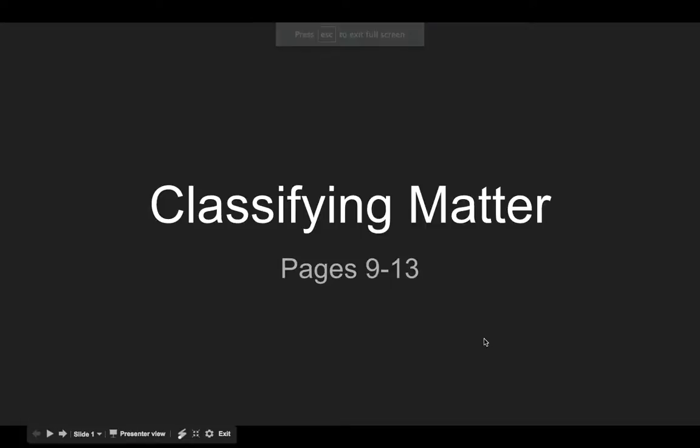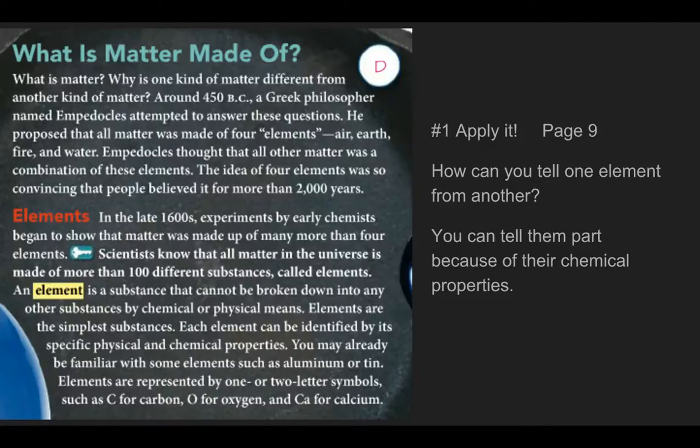Classifying matter. Turn to your pages in the book, 9 through 13. What is matter made of? What is matter? Why is one kind of matter different from another kind of matter? Around 450 BC, a Greek philosopher named Empedocles attempted to answer the question.